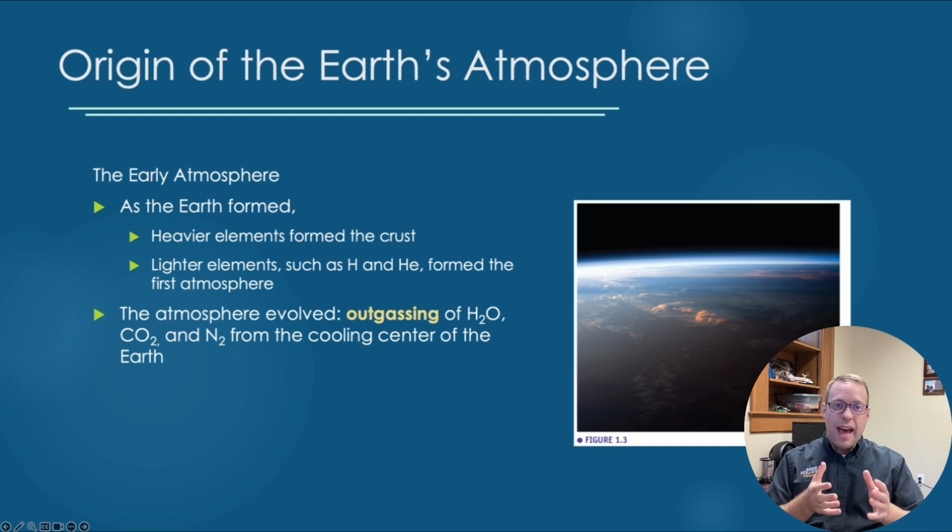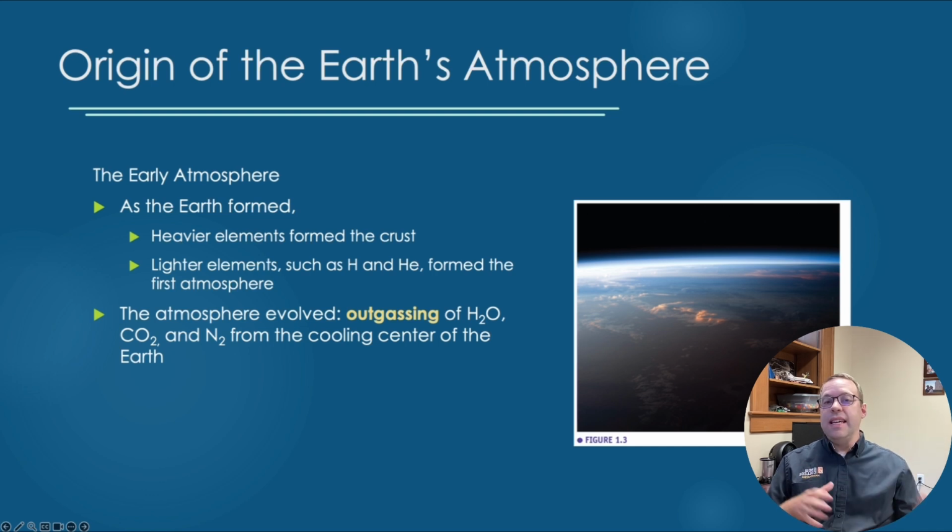Now, as this happened, some of the lighter gases, such as hydrogen and helium specifically, floated to the top. So as the Earth started to cool and harden, the hydrogen and helium was left outside. And this was our original atmosphere, a big ball of cooling molten rock with hydrogen and helium all around it.